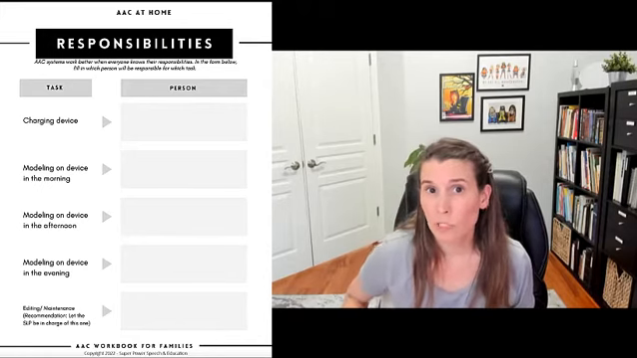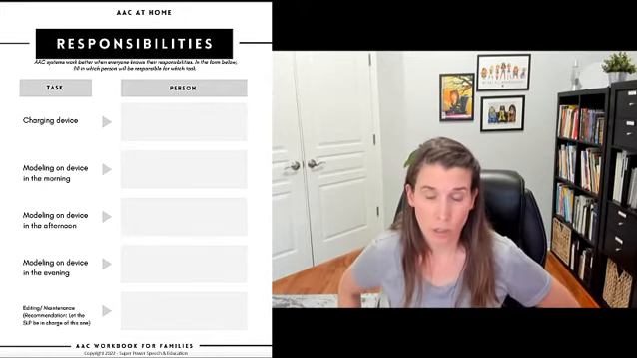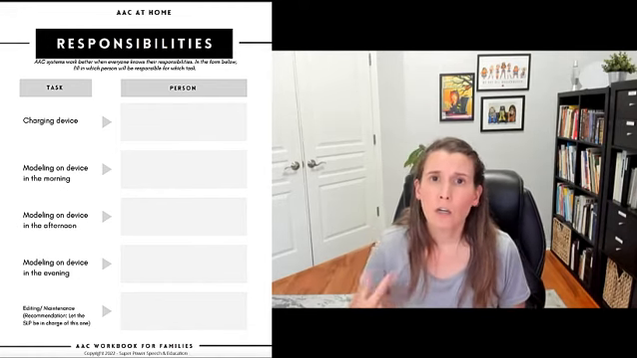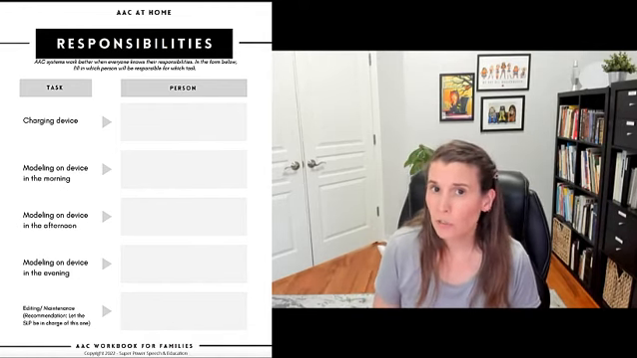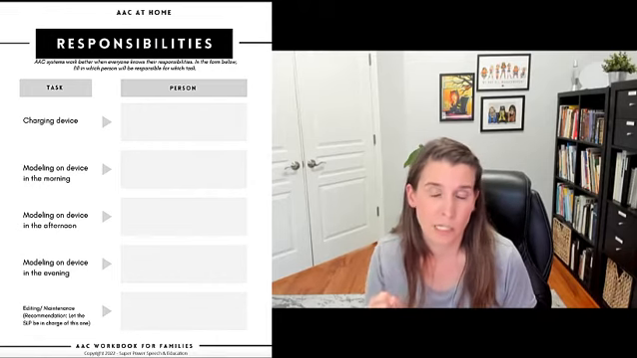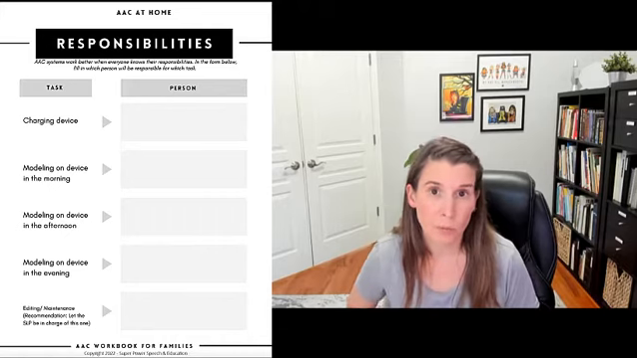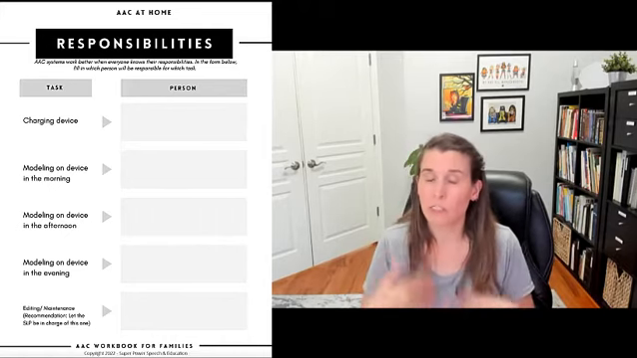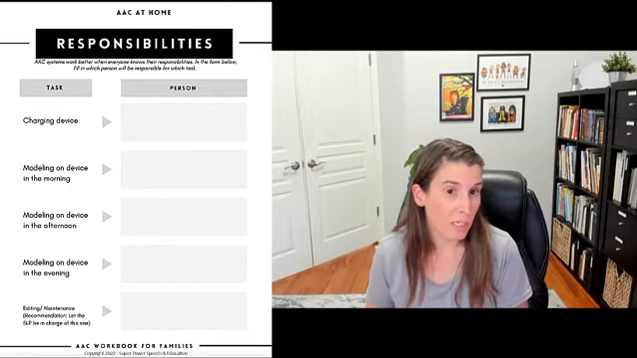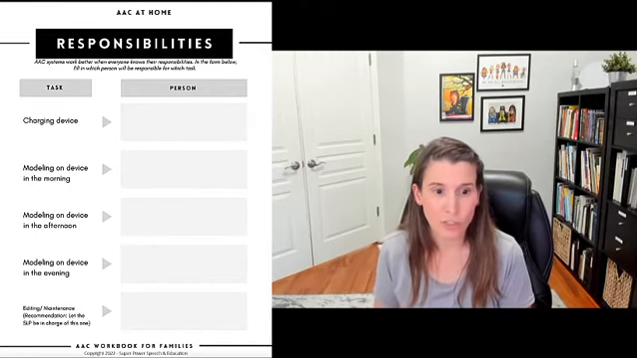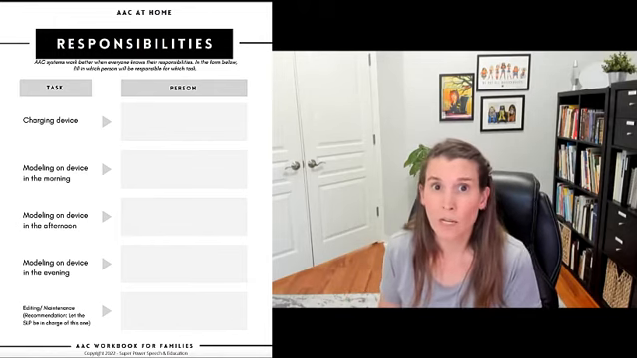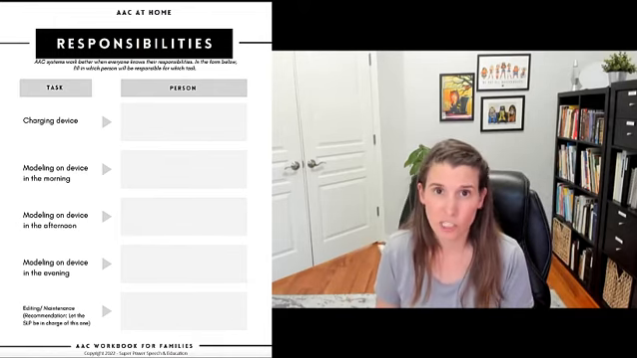So some things to write down and really consider are, who's going to be in charge of charging the device every night? Who is going to be in charge of modeling on the device in the morning? So maybe you assign mom to that task. In the morning, mom's going to help with modeling, showing words on the device and learning it herself. Who's going to be in charge in the afternoon? Maybe a sibling will be in charge in the afternoon. And then who's going to be in charge in the evening? Maybe dad or grandma or some other relative can be in charge of the evening.